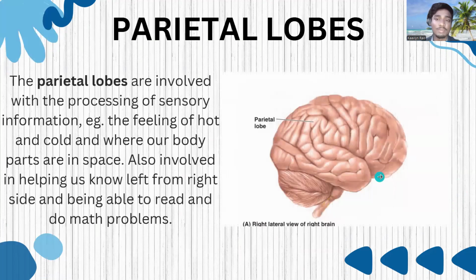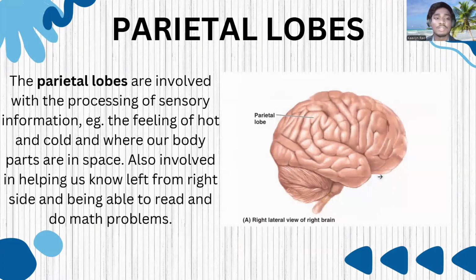Next, we're going to look at the parietal lobe. The parietal lobes are involved with the processing of sensory information. For example, the feeling of hot and cold, where our body parts are in space. Also involved in helping us know left from right side, and being able to read and do math problems. Most of the actions that are involved in the parietal lobe are involuntary actions.